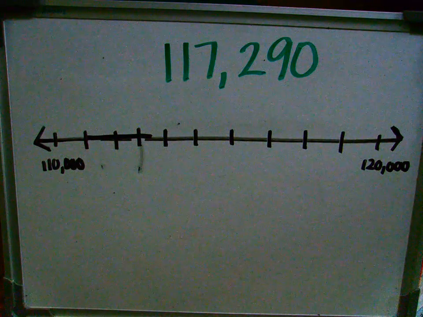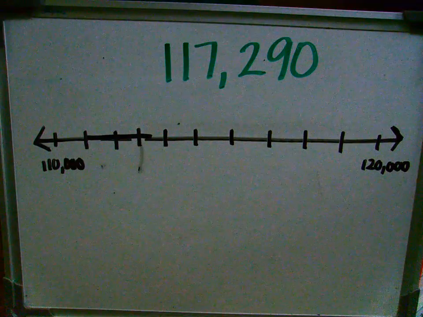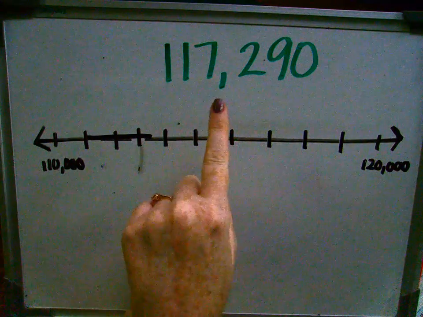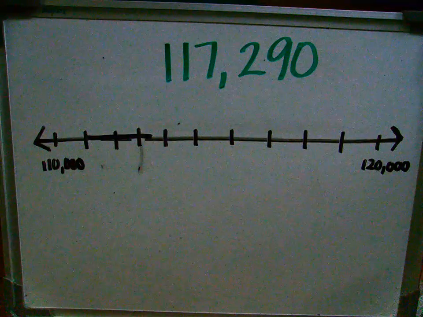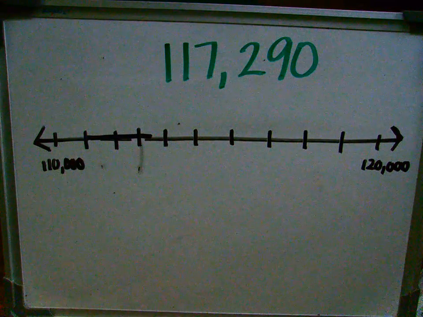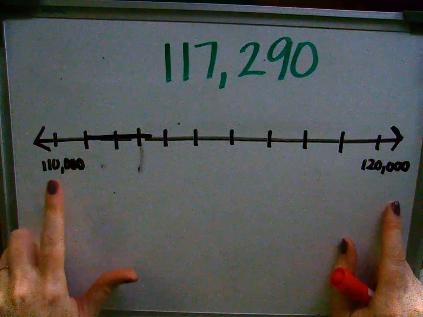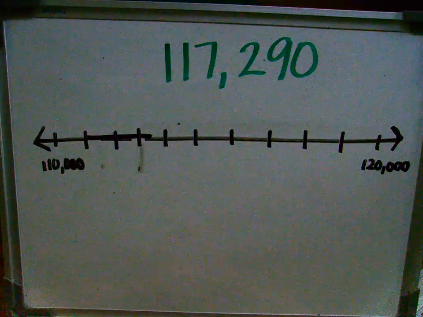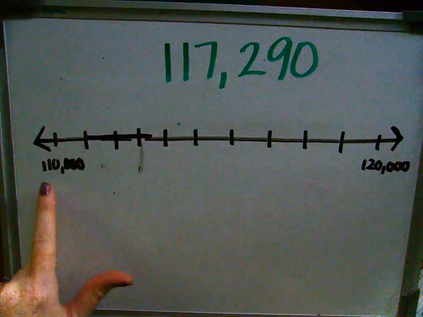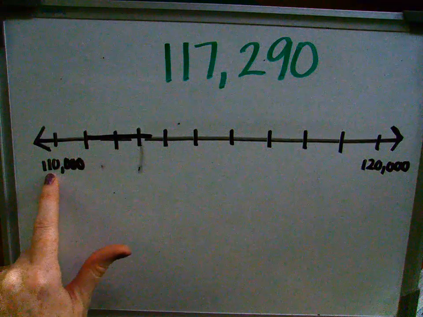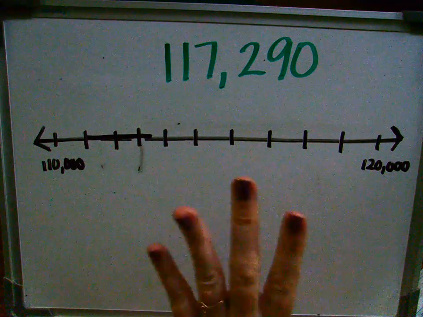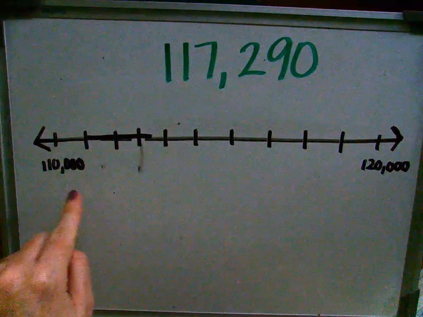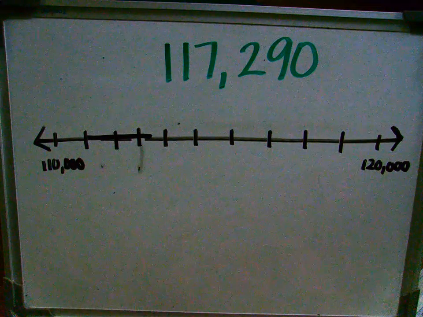Our number is 117,290, and our math problem is asking us to use this number line to round this number to the nearest 10,000. So I'm going to show you how you do that. So as you can see, my number line has 110,000 and 120,000. So the nearest 10,000 obviously is the number that is in the 10,000s place. So these are the two numbers that this number is going to be somewhere in between. And we have to figure out if it's going to round down or round up to 120,000.